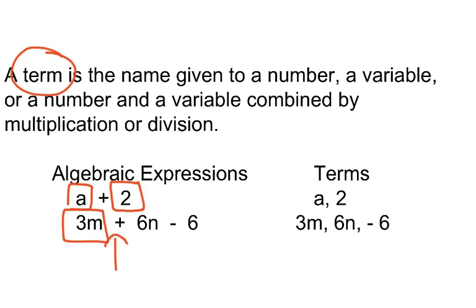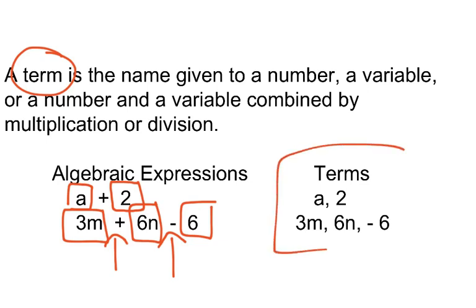Then the addition will start a second term. Then the subtraction will start a third term. So terms are separated by addition and subtraction. Everything that's multiplied or divided together is a term, and then they're separated by addition and subtraction. So you can see the list of terms right there.